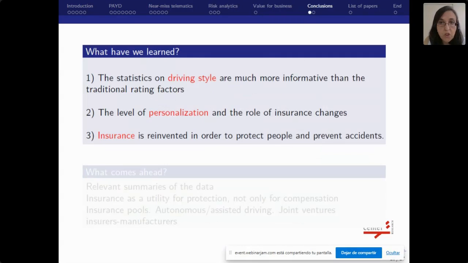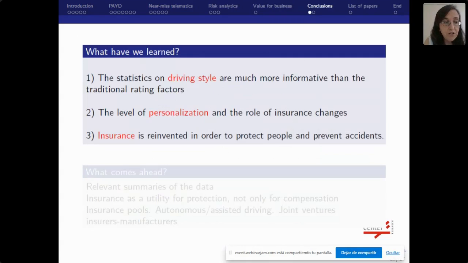There is also a huge debate about that, because insurance is usually about solidarity between people, and we cannot really make very risky people pay a lot and non-risky people pay zero. So there's also this solidarity issue about personalization. And insurance is going to be reinvented in the future.